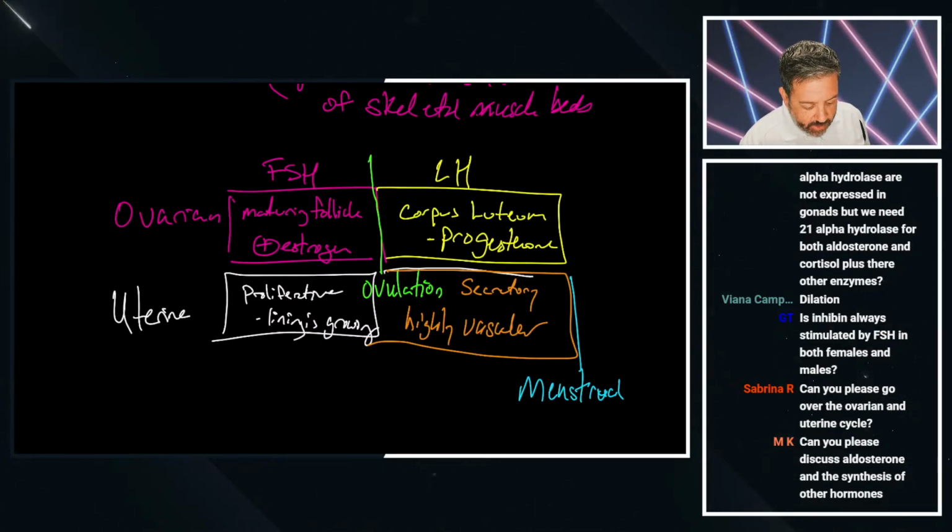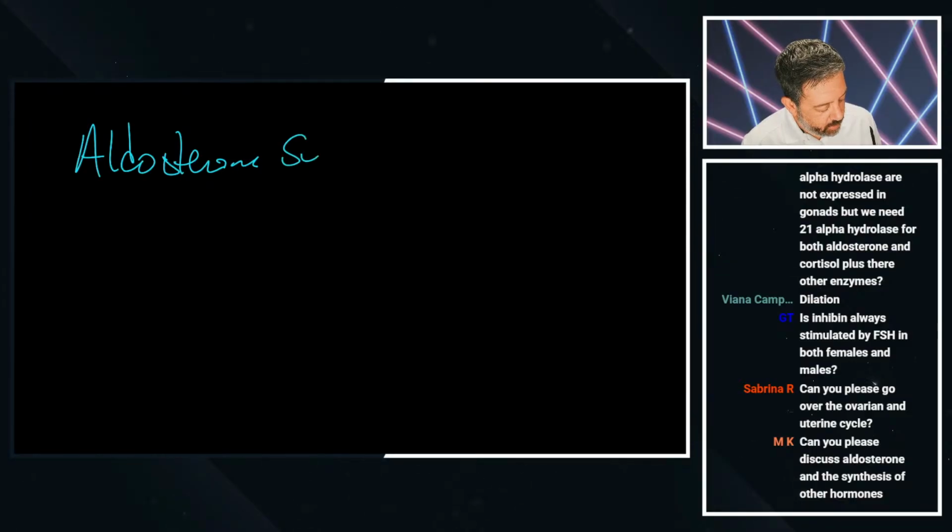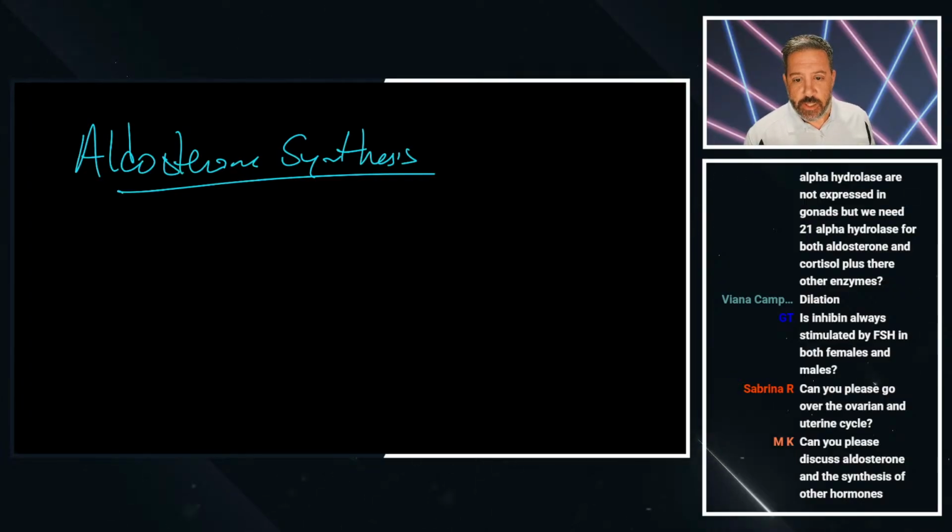Next question is: discuss aldosterone and the synthesis of other hormones. Okay. So, stimulus for aldosterone. What are the causes for aldosterone to come out? The main one, obviously, is low effective circulating volume, sensed by the macula densa in the nephron.